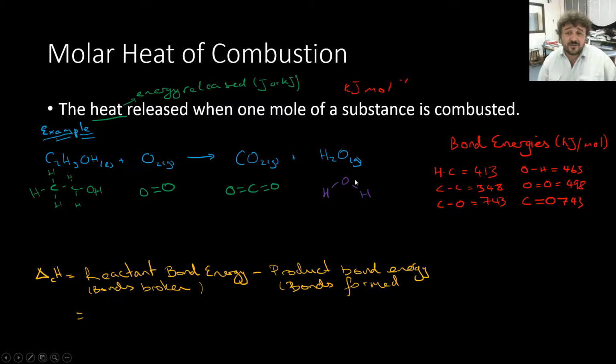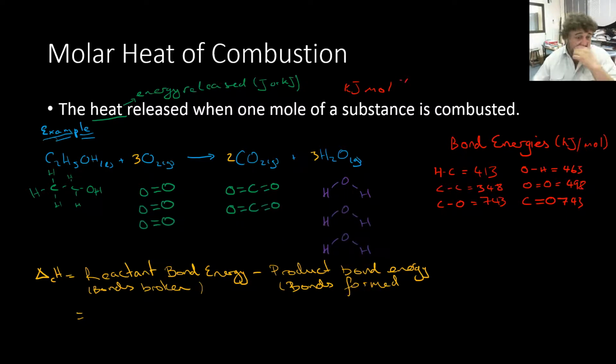Now first, if we want to do this properly, we have to balance our equation. So for every 1 molecule of ethanol, we have 3 molecules of oxygen, 2 molecules of carbon dioxide, and 3 molecules of water. And that looks like this. So what we're actually looking at is the energy stored in all of these bonds here, compared to the energy stored in all of these bonds.